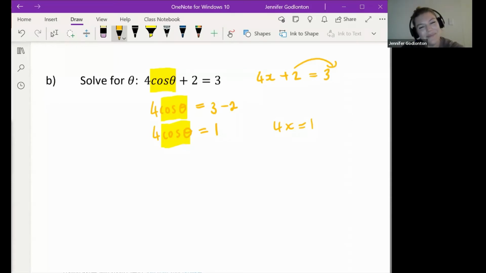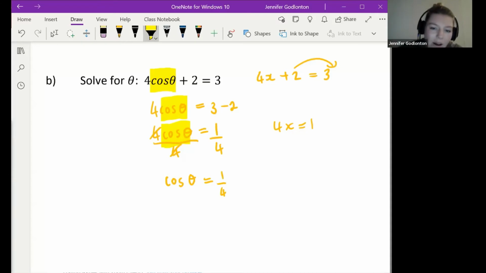Let me divide both sides by 4. Excellent, well done. I need to divide this side by 4, and I need to divide that side by 4. So now I get cos theta is equal to 1 over 4. And so now I'm at the point where my soulmates are by themselves, which is exactly what we want.